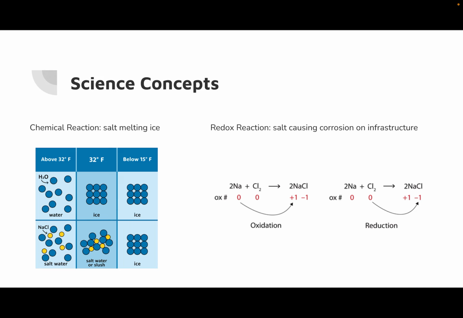The chloride ions can also easily penetrate concrete and reach reinforcing steel within, which breaks down the protective passive layer on the metal, causing the rusting to happen. And then this picture is just an example of how the salt can cause corrosion, and it's an example of a redox reaction.